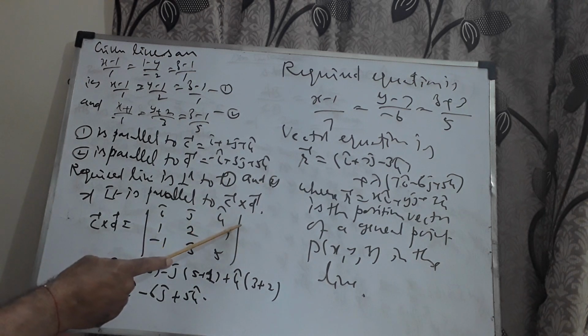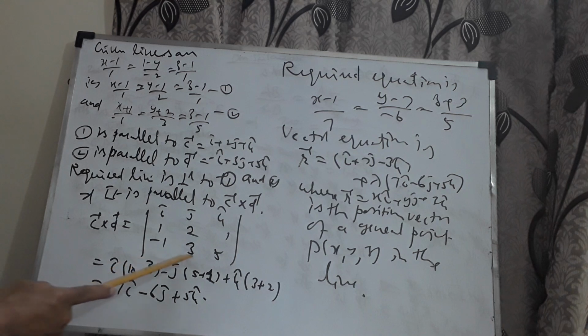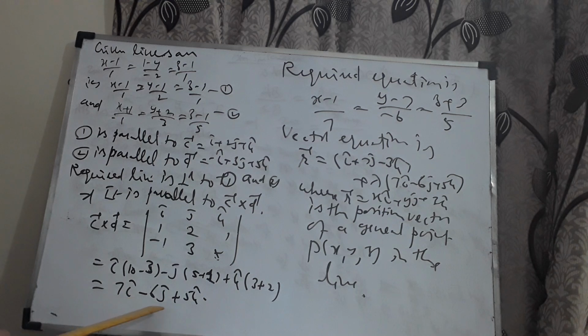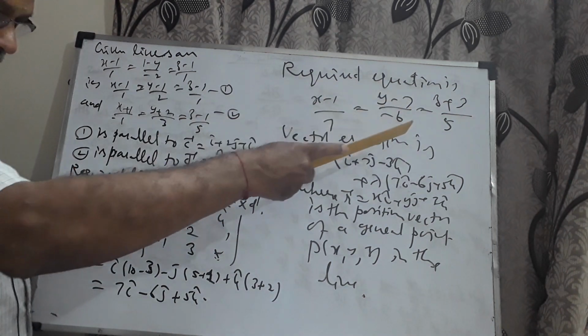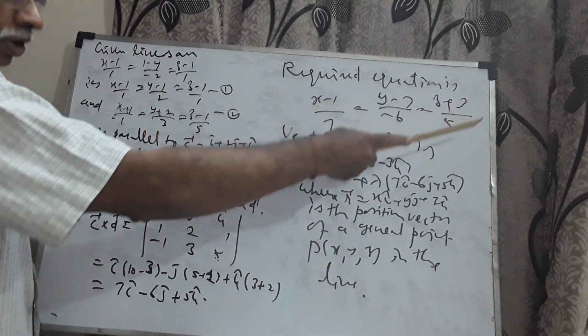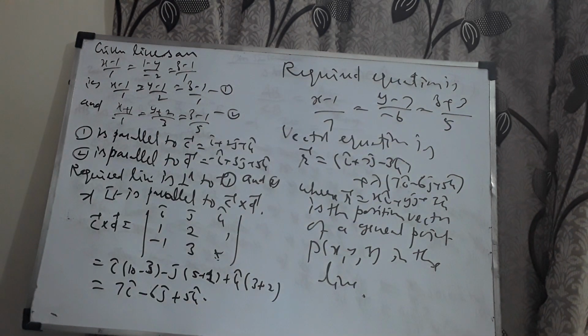First row i, j, k, second row components of c: 1, 2, 1. Third row components of d: minus 1, 3, 5. I cap into 10 minus 3, minus j cap into 5 plus 1. There was an error initially, I corrected it. K cap into 3 plus 2. Therefore, 7i minus 6j plus 5k. Therefore the required equation passes through (1, 7, minus 3), given. Therefore, (x minus 1)/7 = (y minus 7)/(minus 6) = (z plus 3)/5. It is of the form (x minus x1)/l = (y minus y1)/m = (z minus z1)/n.